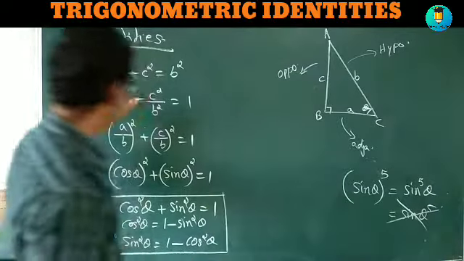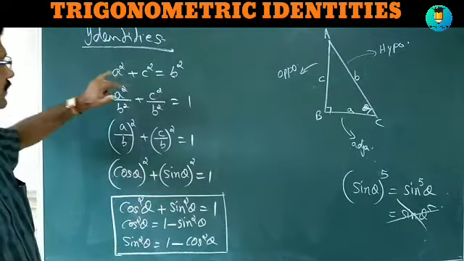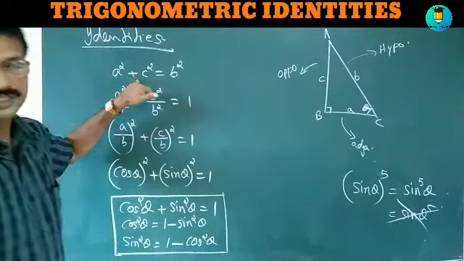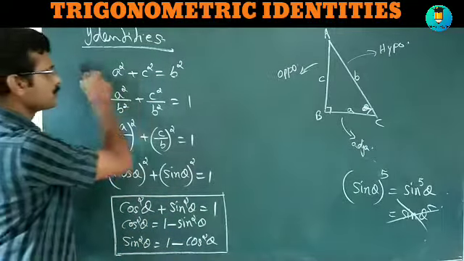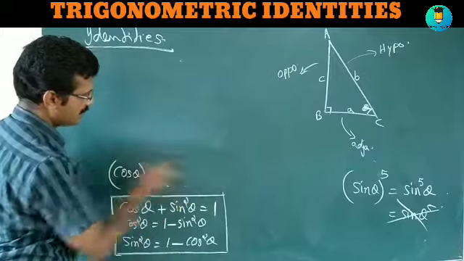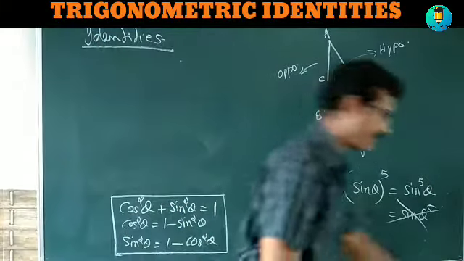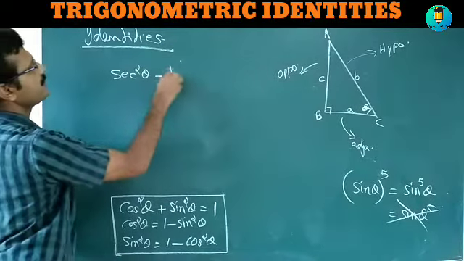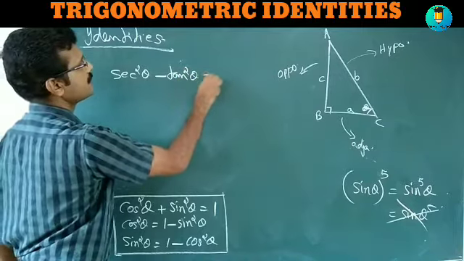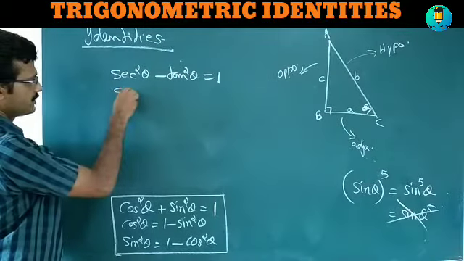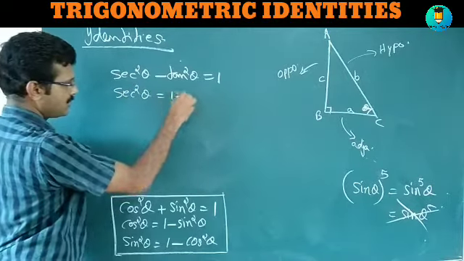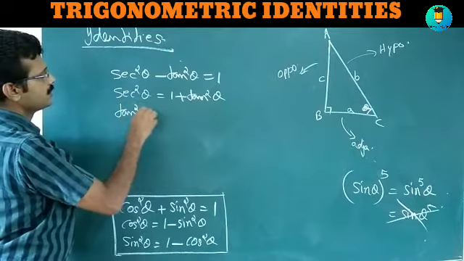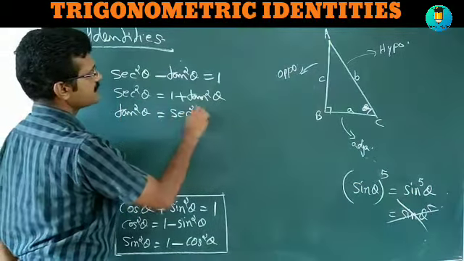Similarly, here I divided with b square. Instead of dividing with b square, you can divide with a square, then we will reach a result. Even if you want, you can divide with c square, then you will get another result. If you do those things, you will be able to reach another set of identities. That's why I am going to write directly. One identity will be sec square theta minus tan square theta is equal to 1. From this we can write sec square theta is equal to 1 plus tan square theta. Again, tan square theta is equal to sec square theta minus 1.